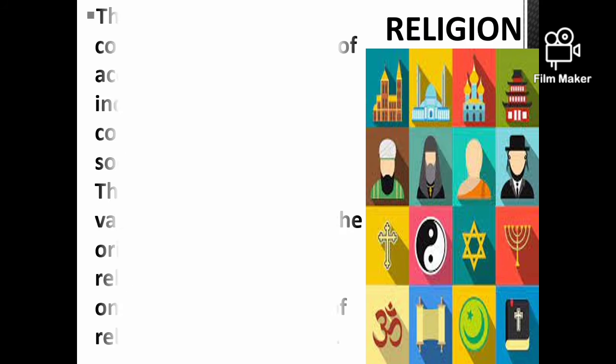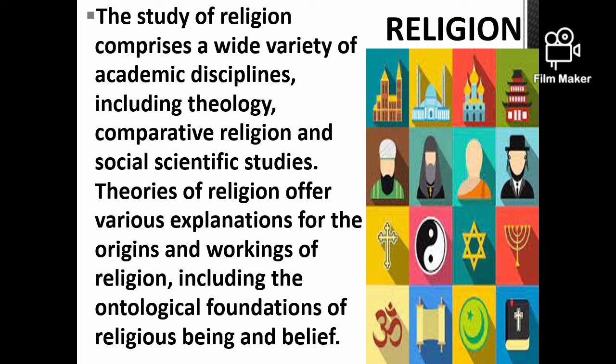The study of religion comprises a wide variety of academic disciplines, including theology, comparative religion, and social scientific studies. Theories of religion offer various explanations for the origins and workings of religion, including the ontological foundation of religious being and belief.